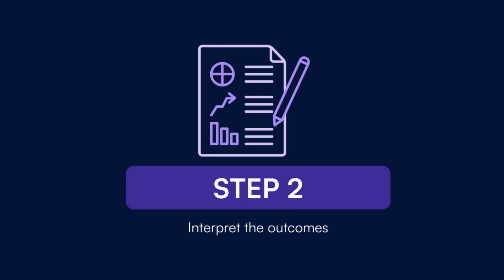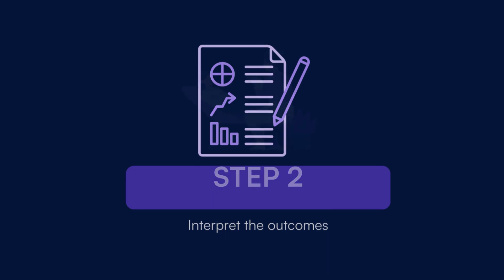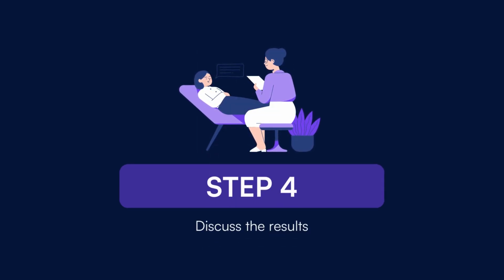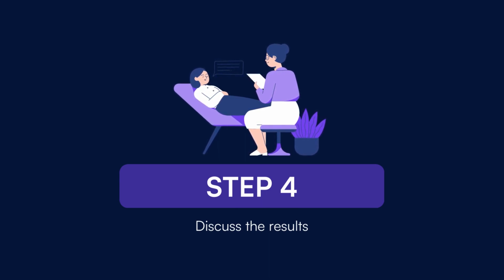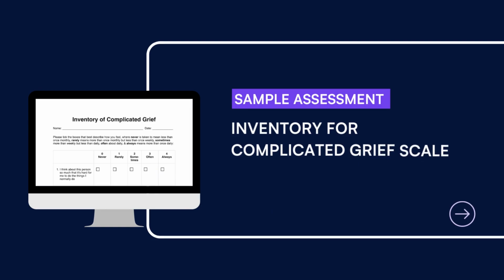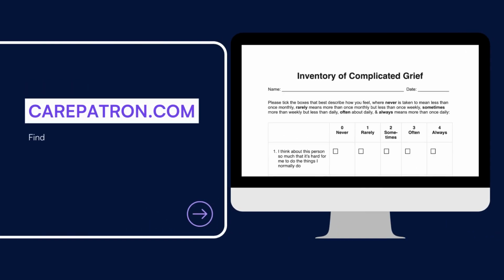Interpret the outcomes. After completing the assessment, interpret the results to grasp your client's complicated grief tendencies. Discuss the findings. Review the outcomes with your client and address any questions they may have. Here is a sample of our Inventory for Complicated Grief Scale, which you can find on our Carepatron platform.